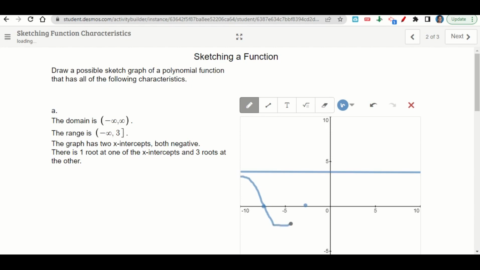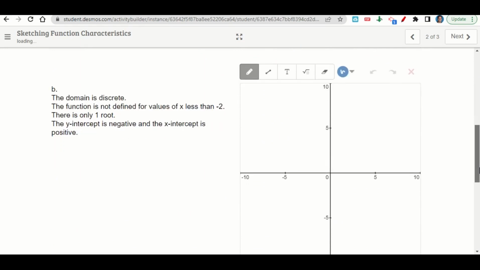Then this one's going to come down and pass through as well. And then it's got to go something like this because it can't cross that point. But it can touch it. So something like that would work. So that would be a sketch of my function. Now we'll take a look at the next one.